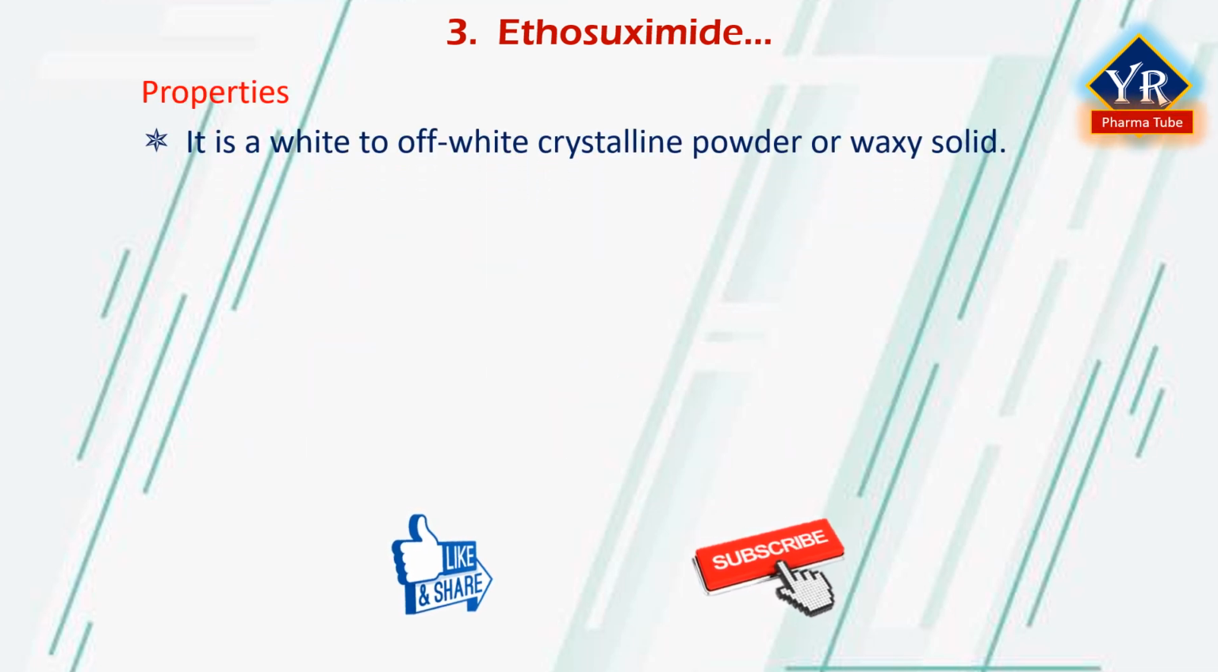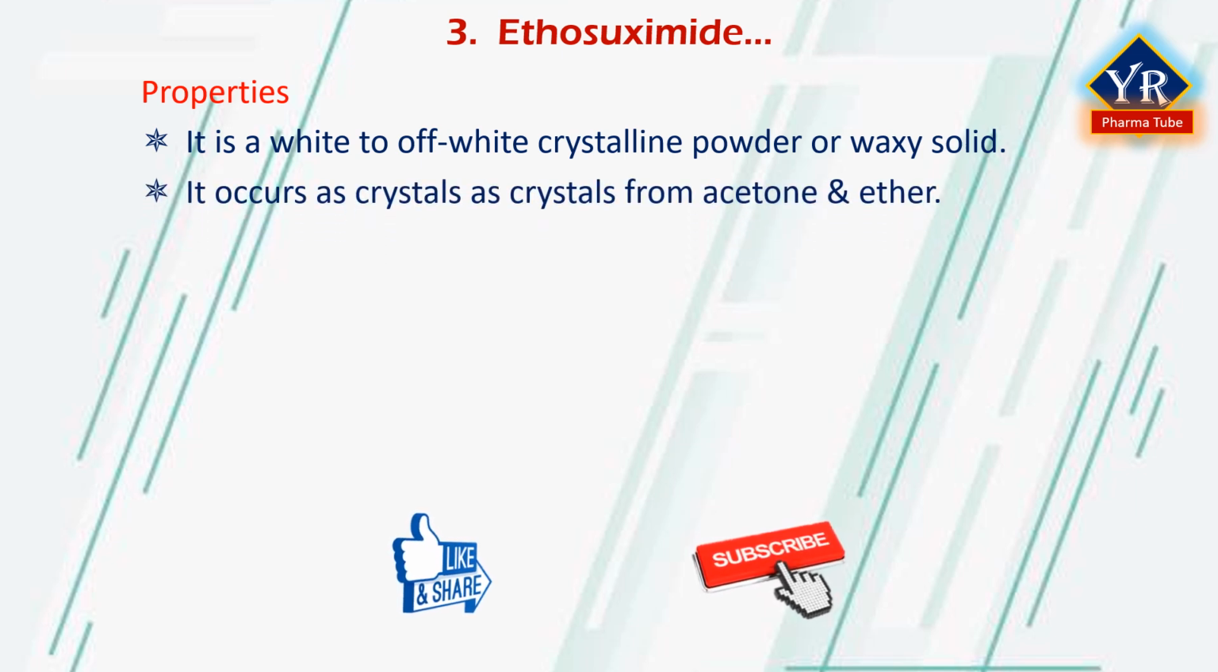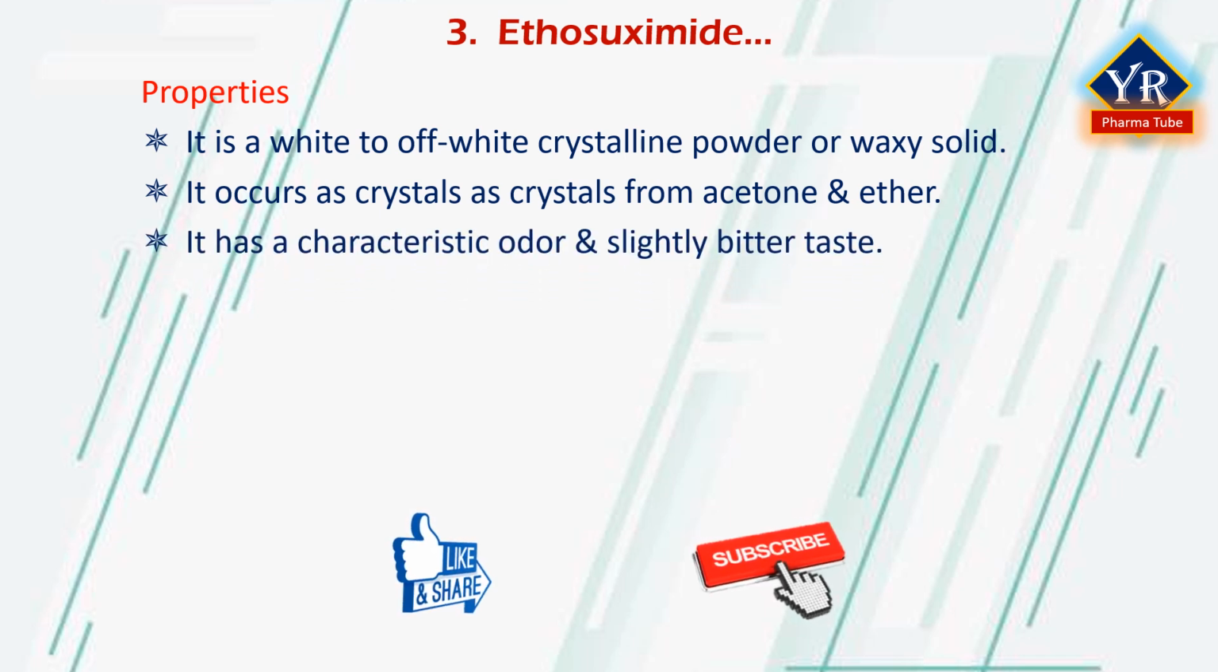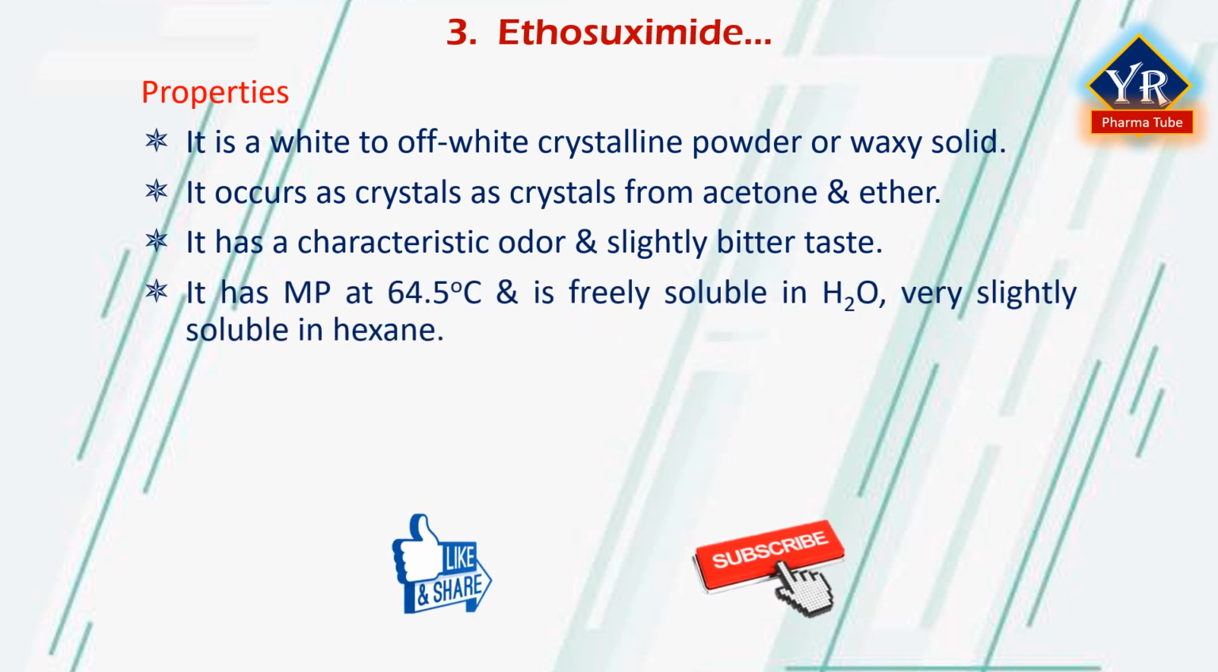Ethosuximide is a white to off-white crystalline powder or waxy solid. It occurs as crystals from acetone and ether. It has a characteristic odor and a slightly bitter taste. Its melting point is 64.5 degrees centigrade and it is freely soluble in water, very slightly soluble in the solvent hexane. It is stable in light, air and heat at 37 degrees centigrade. When heated to decomposition, it emits toxic fumes of nitrogen oxide.